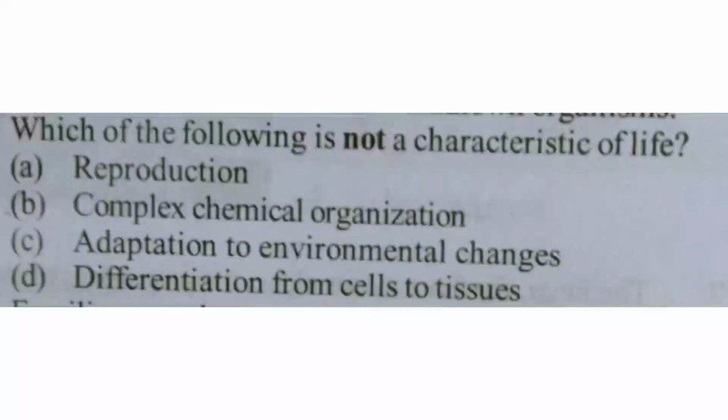Which of the following is not a characteristic of life? A. Reproduction. B. Complex chemical organization. C. Adaptation to environmental changes. D. Differentiation from cells to tissue.